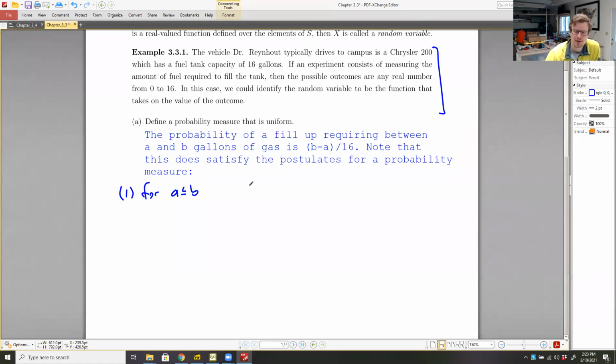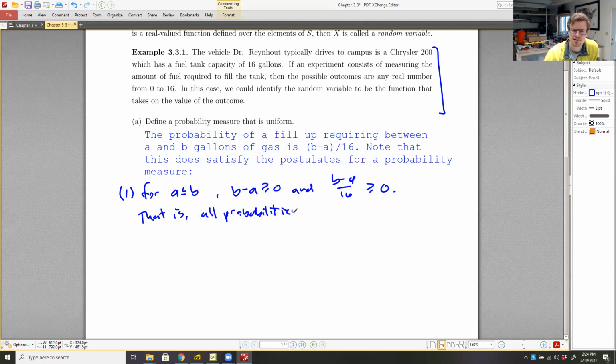For a less than or equal to b, of course, if I were to subtract a from both sides, I would get 0 is less than or equal to b minus a. So we can say that b minus a is greater than or equal to 0. And of course, if I take that number and divide it by 16, I'll still have something that's greater than or equal to 0. That is, all probabilities are non-negative, which is exactly what we need. Excellent, so that's the first postulate.